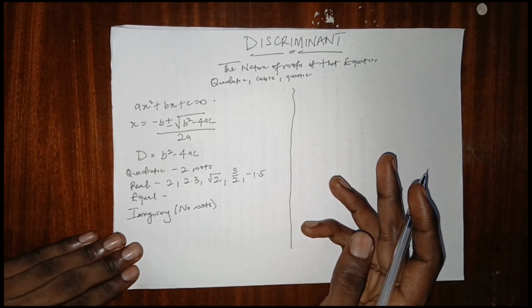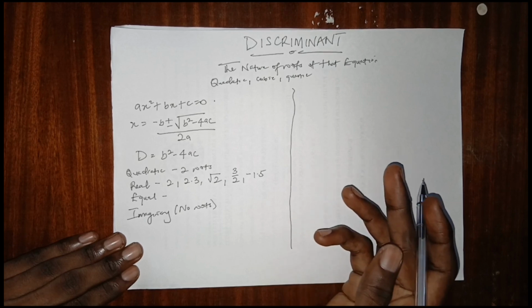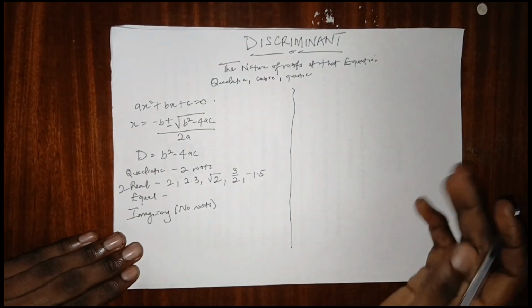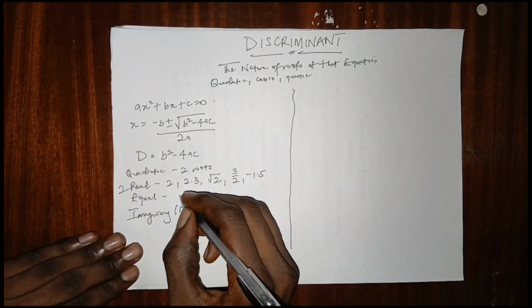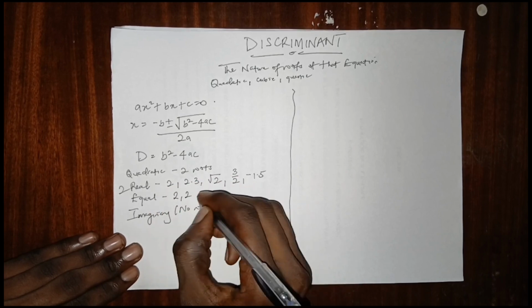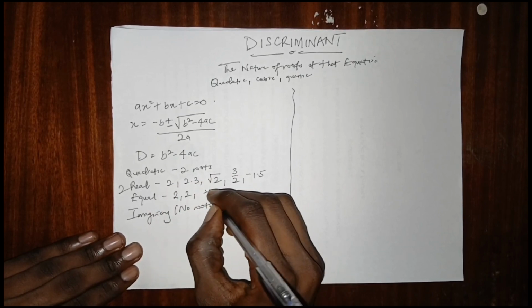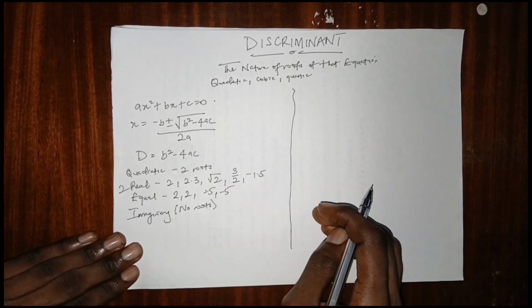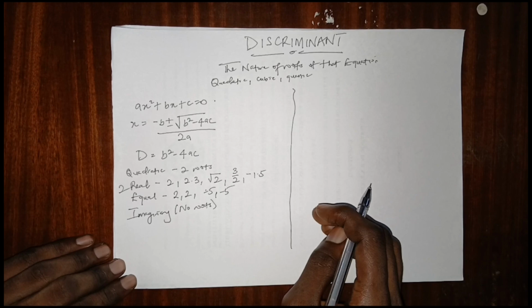Real means two real numbers, so there will be two different numbers. Equal means they are also real numbers, but they have to be equal, either 2 and 2, minus 8 and minus 8, or minus 5 and minus 5. I'll be showing further in the calculation.